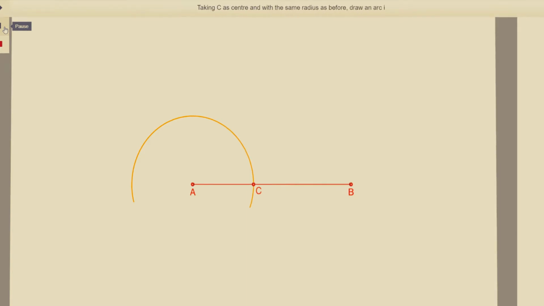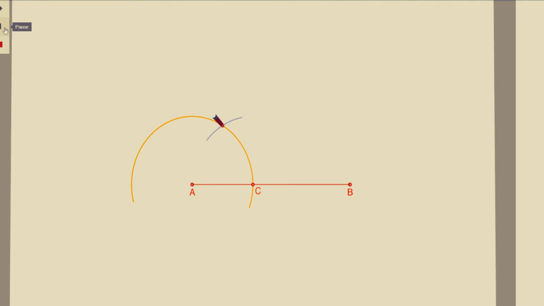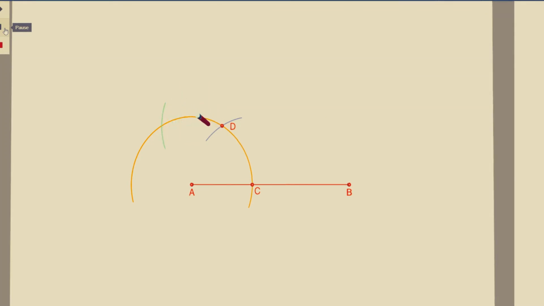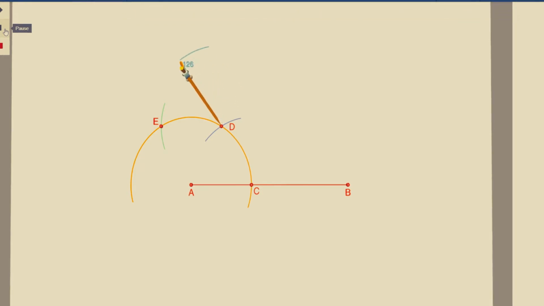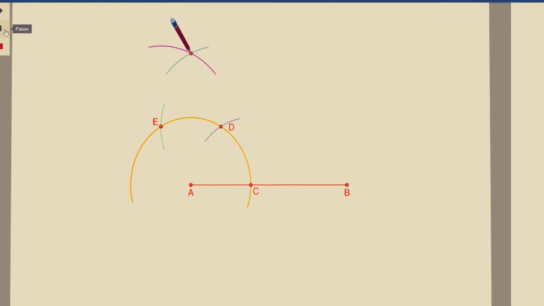Now, with center C and the same radius, draw another arc which intersects the previous arc at some point, say D. Now with center D and the same radius, draw another arc and mark point E. With center D and some convenient radius, draw an arc. And with center E and the same radius, draw another arc which crosses the previous arc at F.